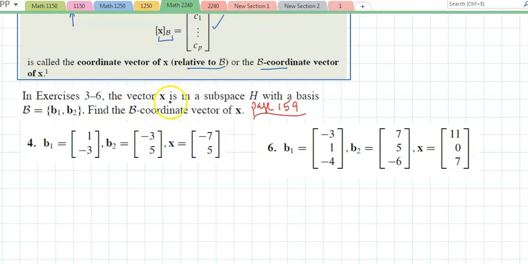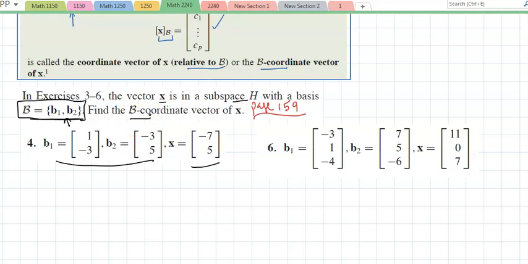In problems 3 through 6, find the vector x in a subspace H with the given bases. So these are bases. What does that mean? Bases are linearly independent vectors that span the space, and they satisfy the three conditions: zero is in there, a multiple of a vector is in there, and a sum of vectors is in there. Well, they're telling us these are the bases. This is a vector in there.